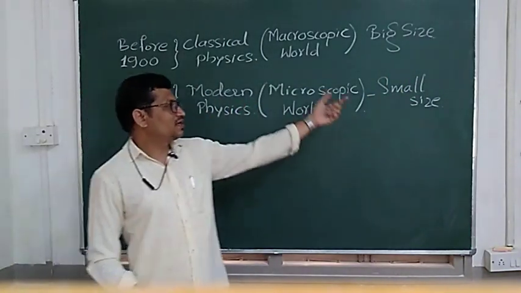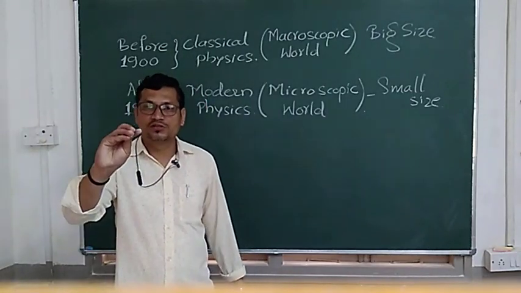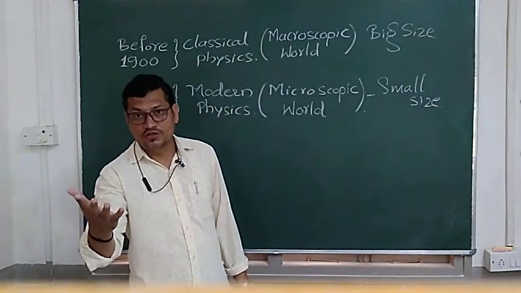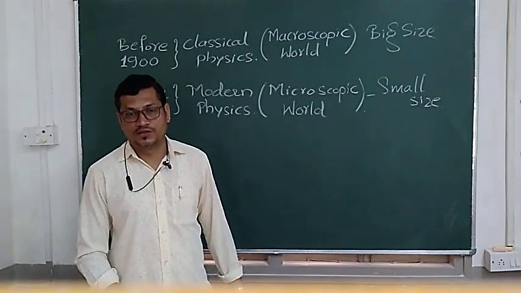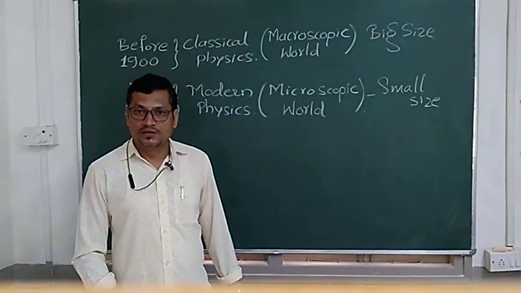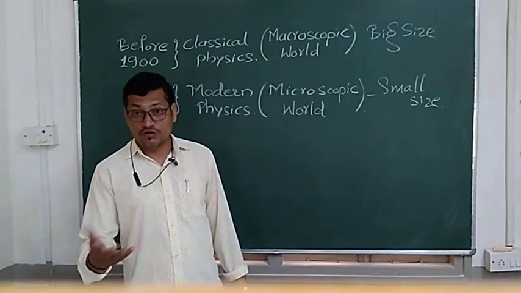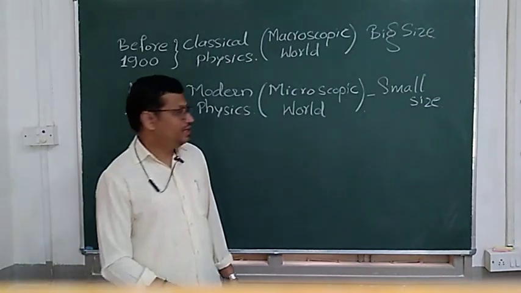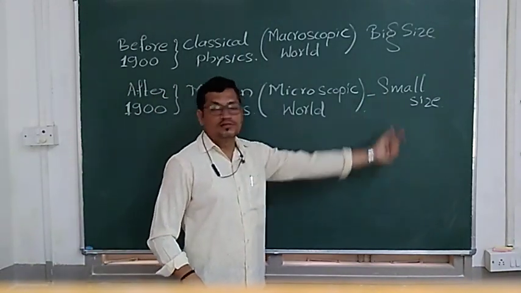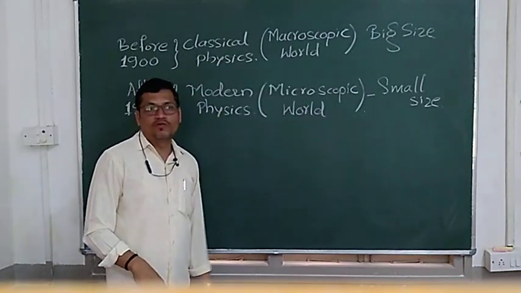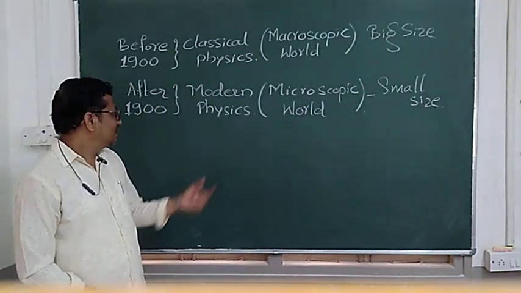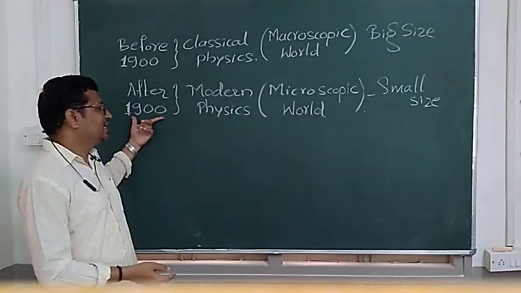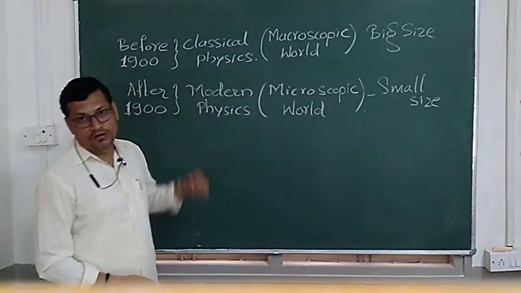And here microscopic world means it is related to small size, means atoms, molecules, nucleus, nucleons, protons, neutrons, electrons, positrons, quarks. Like this, study comes under small size, and that is microscopic world. And whatever the study is there, that is modern physics. Whatever the development happened after 1900, that physics is modern physics.